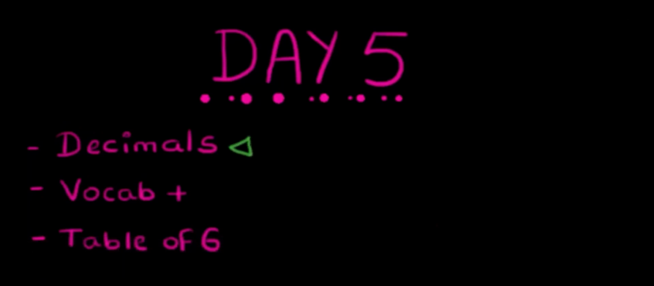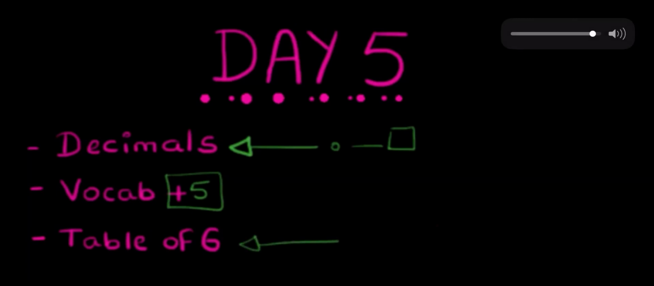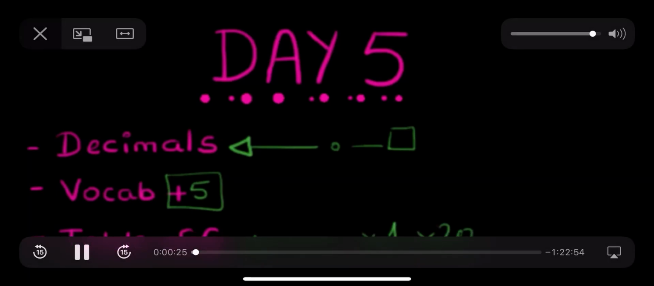Our 5th lesson is going to be structured around the topic decimals. Starting from the very basics, going to big structured questions on decimals. Then we'll also be adding 5 new words into our vocab journal, and we'll be trying to memorize the table of 6 all the way from times 1 to times 20. Let's start by taking the biggest bullet first.